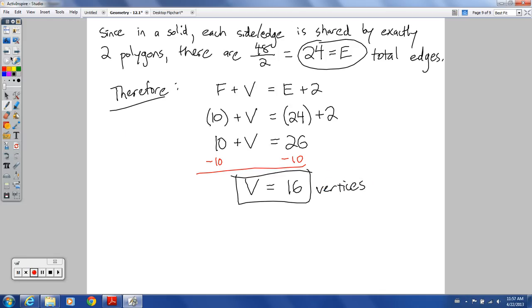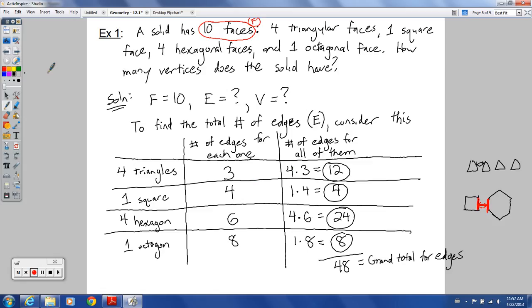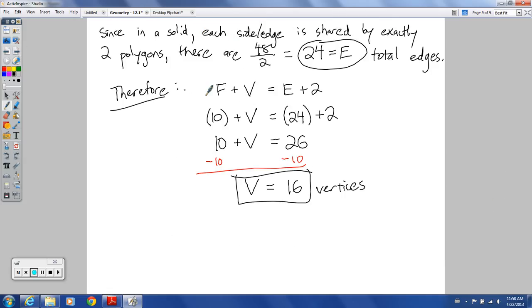So if you were to draw an actual shape that looked like this, I'm not going to try to do that here, but if you had all these different types of faces, you got 10 total faces, and you were to actually count the number of edges and vertices that it would make if you had a shape like that that all came together to form one polyhedron, you would have to have this many vertices and this many edges as well.